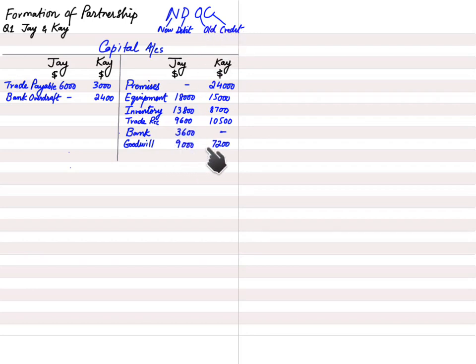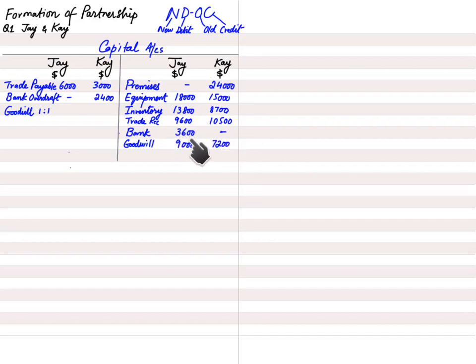Now previously they were sole traders. The old ratio was this: J brought a goodwill of 9000 and K brought with him a goodwill of 7200. But in the new ratio, there will be equal partners. So the ratio is 1:1. Previously J said my goodwill is this and yours goodwill is this. Now there won't be my and yours, it will be ours goodwill.